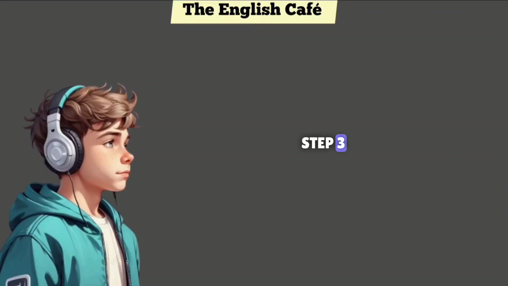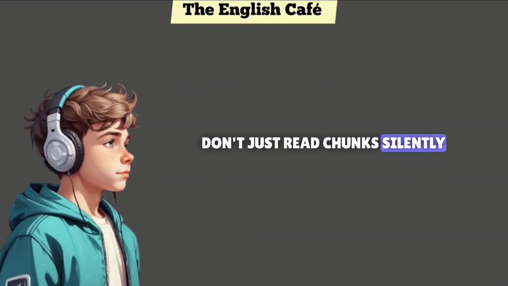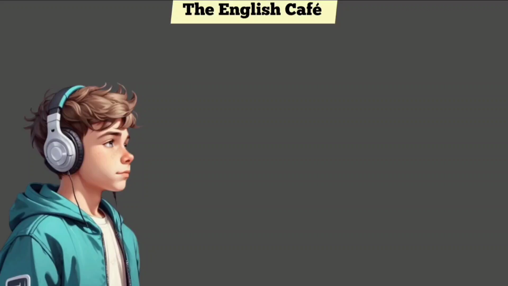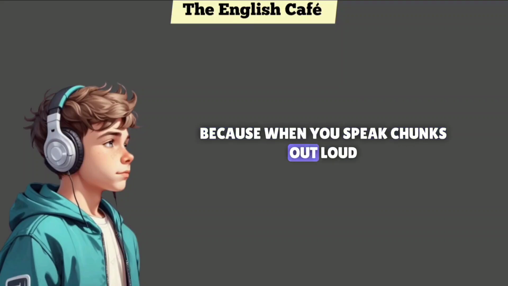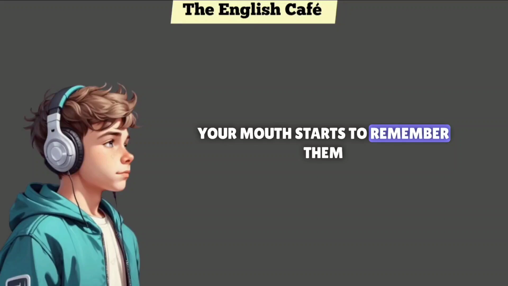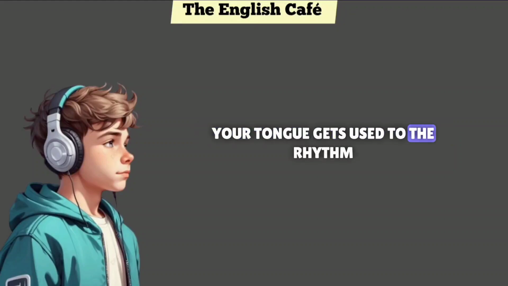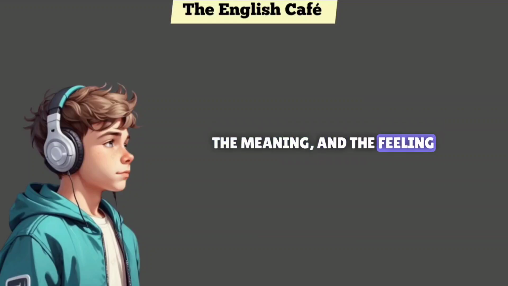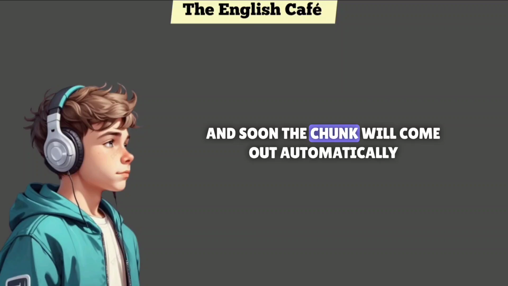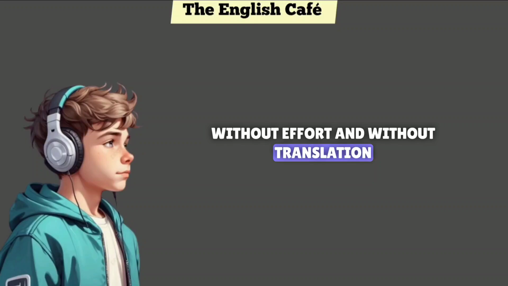Step number 3, say it out loud. Now, this is really important. Don't just read chunks silently. Speak them out loud. Even if no one is listening, even if you're alone, even if it feels a bit strange, because when you speak chunks out loud, your mouth starts to remember them. Your tongue gets used to the rhythm. Your brain starts to connect the sound, the meaning, and the feeling. And soon the chunk will come out automatically, without effort and without translation.